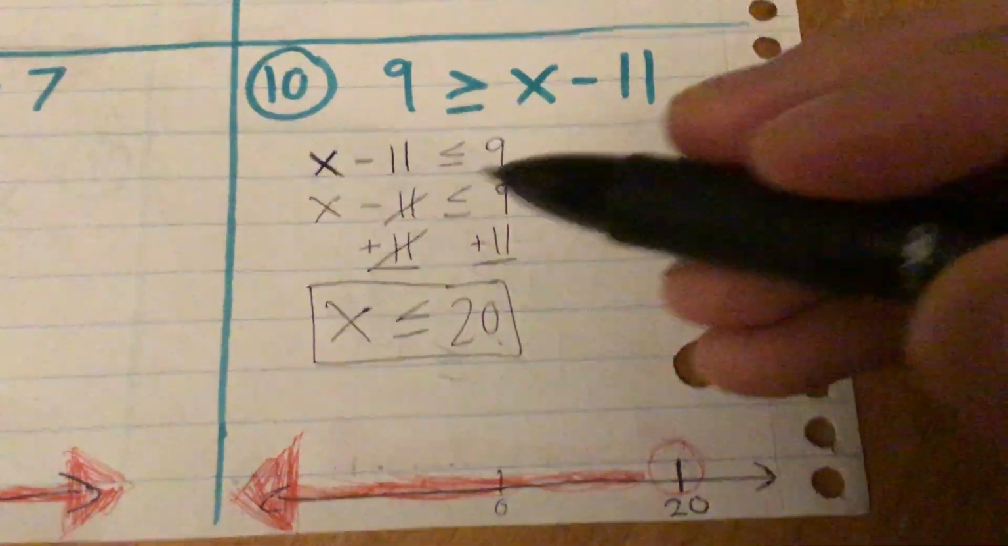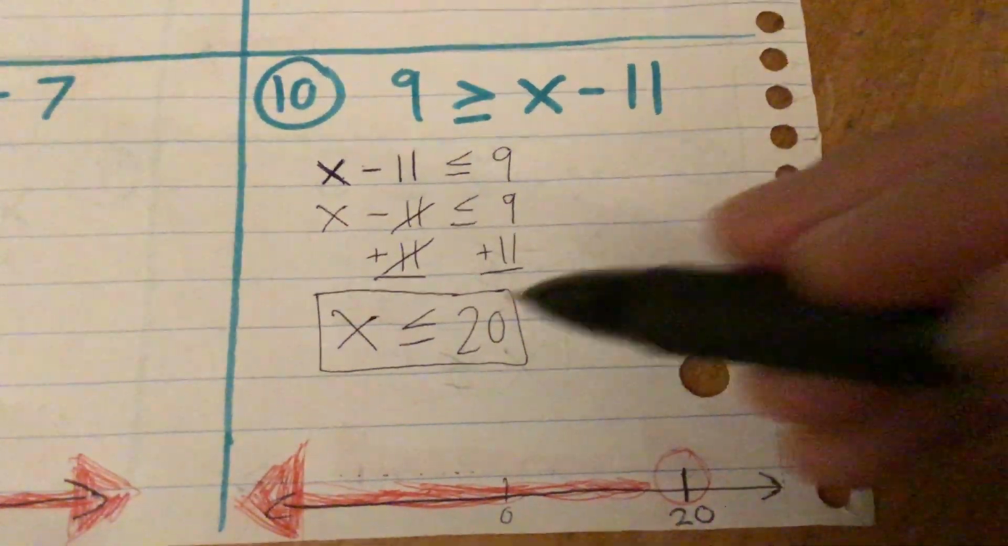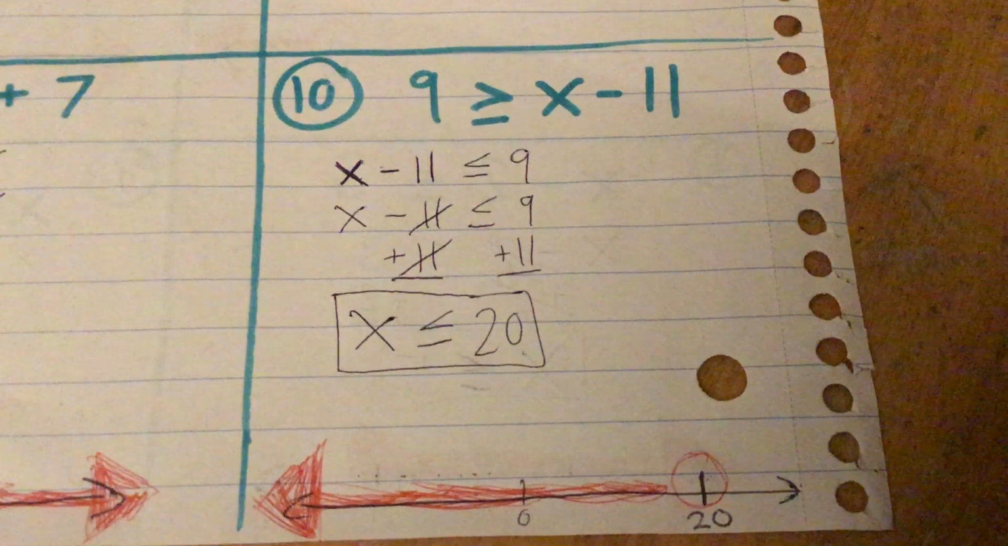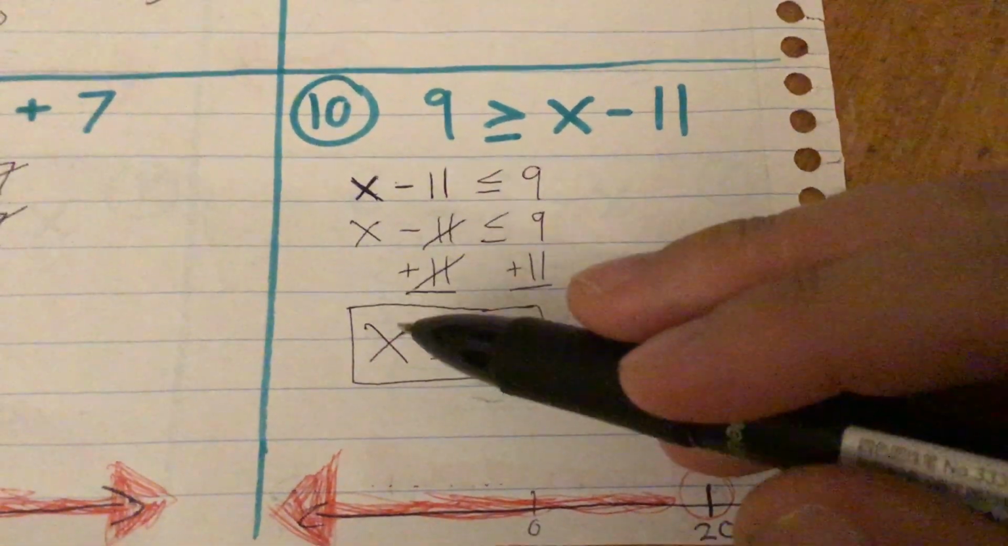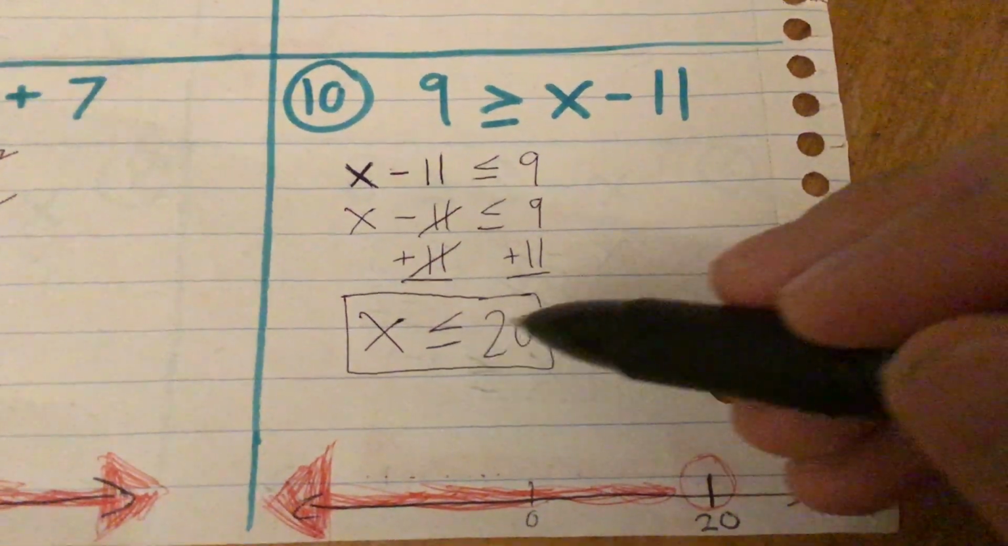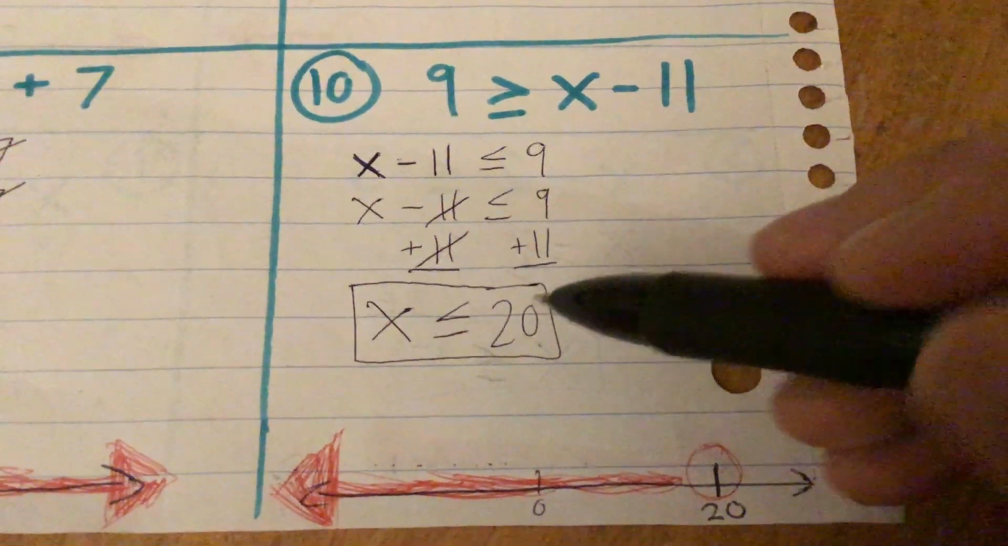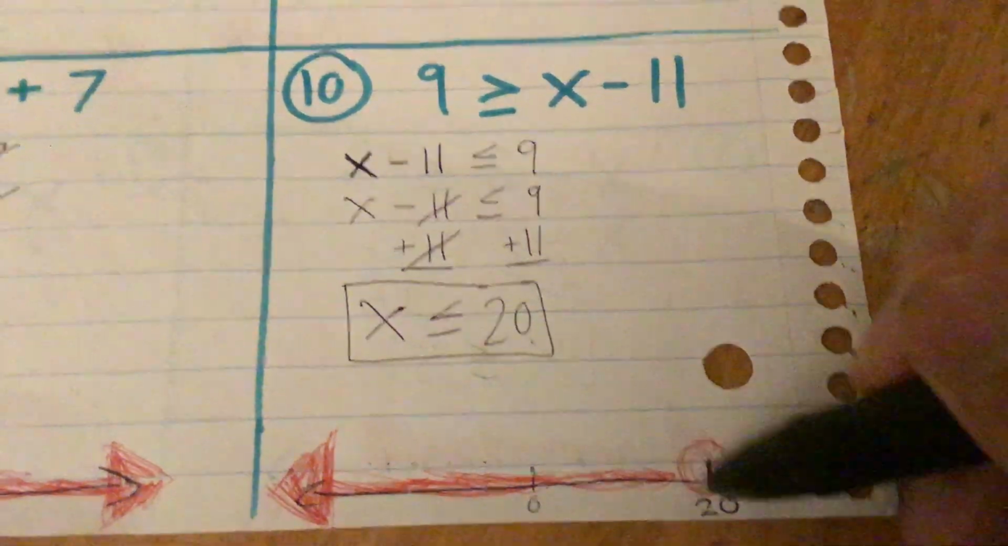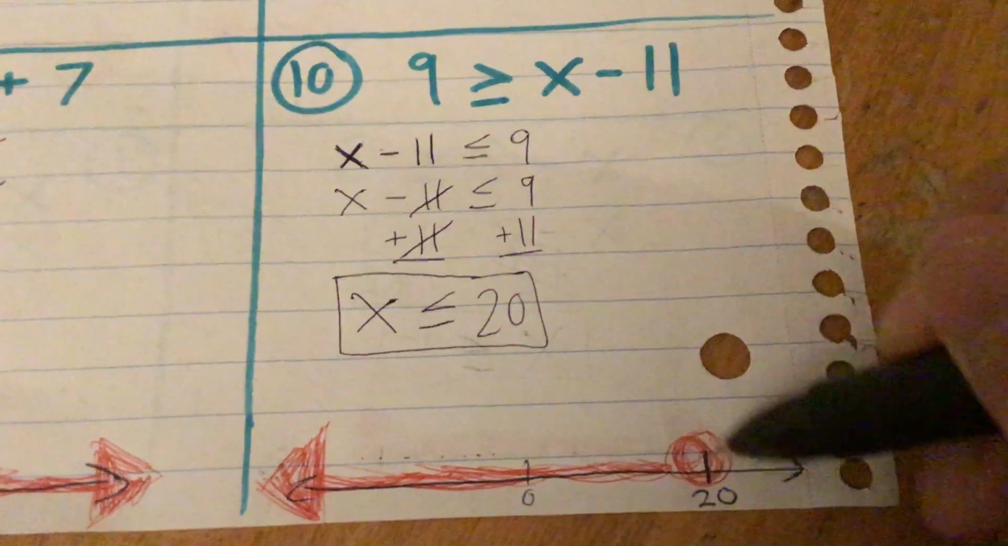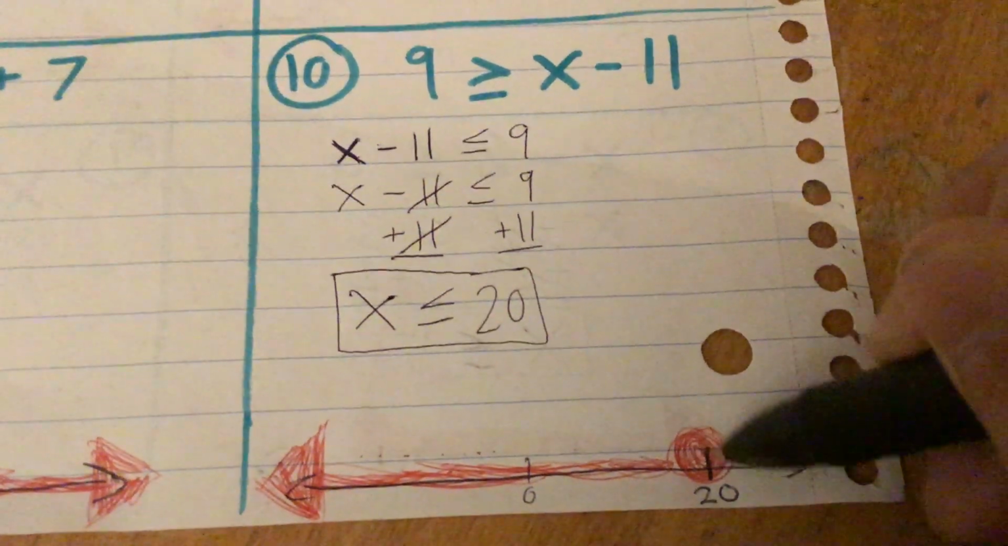And positive 20, is positive 20 itself invited to the birthday party? Yes, x is allowed to be any number less than or equal to 20. In other words, it could be at most 20. That means that 20, the endpoint itself, is included. So that gets colored in.